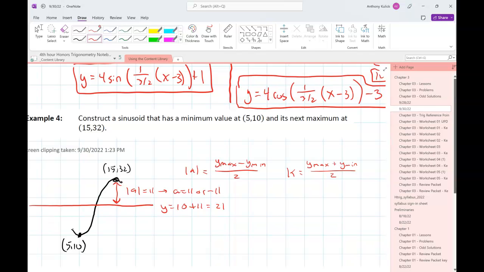Or you could just find the k by taking the average of the maximum y coordinate and the minimum y coordinate. That'll give you halfway in between the two, right? It's like the midpoint between them. Everybody's okay with that?